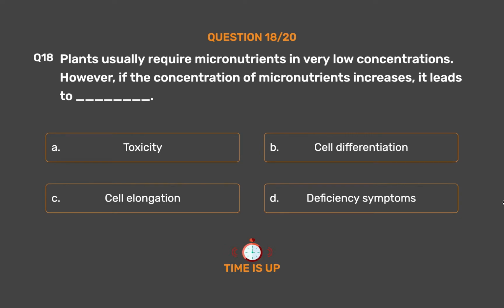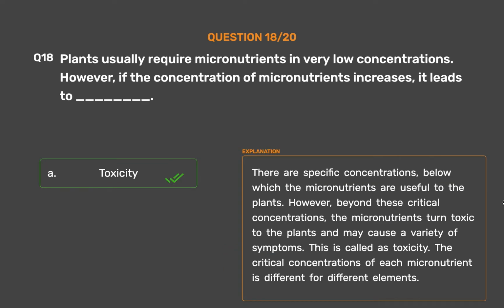The correct answer is Option A. Toxicity. There are specific concentrations below which the micronutrients are useful to the plants. However, beyond these critical concentrations, the micronutrients turn toxic to the plants and may cause a variety of symptoms. This is called toxicity. The critical concentrations of each micronutrient is different for different elements.